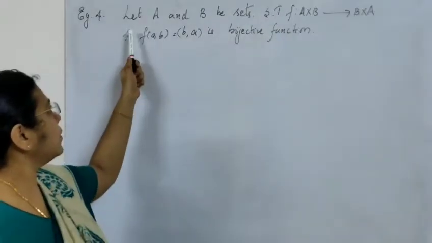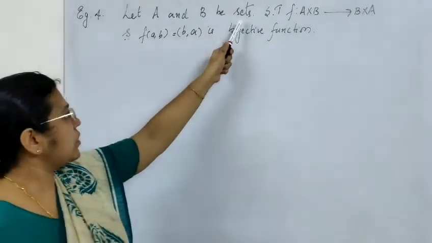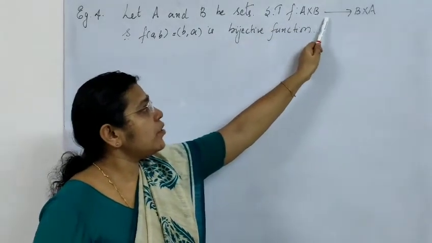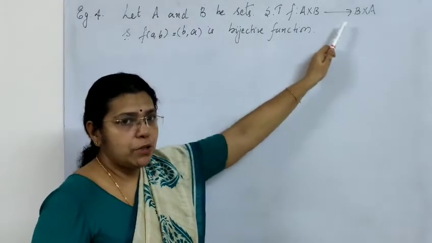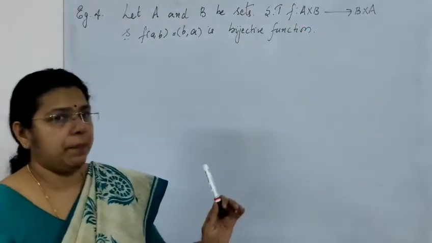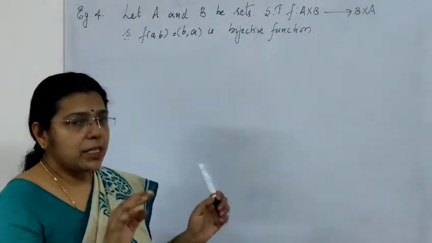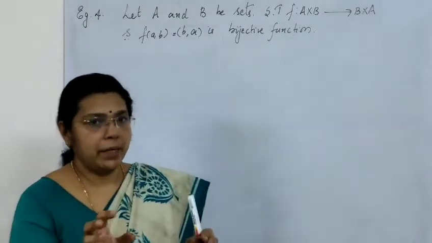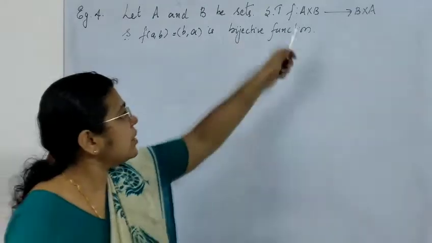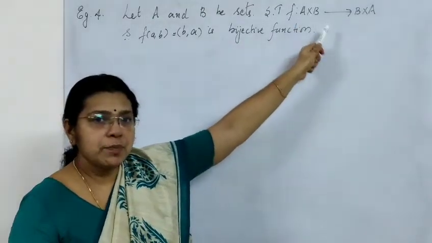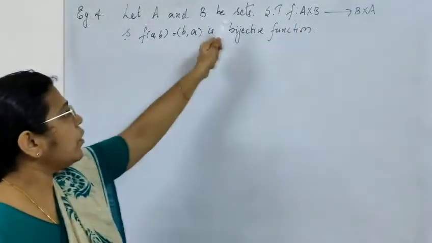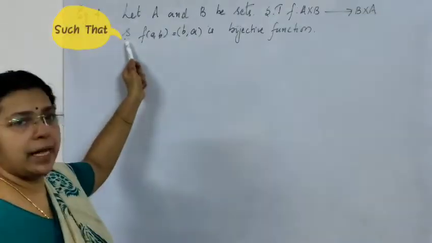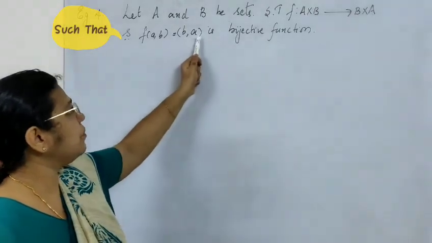Now, see a question. Let A and B be two sets such that f is a function from A cross B to B cross A. So, here the elements are ordered pairs. If I take an element x1, it is an ordered pair. x2, again an ordered pair, because it is A cross B. A cross B means it is in ordered pairs. So, f is a function from A cross B to B cross A. Show that f of (a, b) is equal to (b, a).